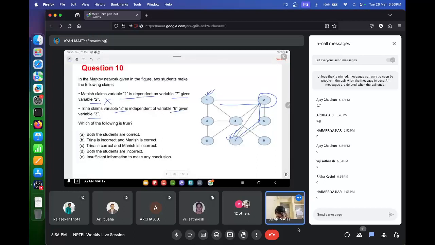And the second claim is 2 and 6 given 3. It says 2 is independent of 6 given 3. So between 2 and 6 I can already see one path which doesn't go through 3: 2 to 4, 4 to 6. So this path doesn't go through 3, so 3 doesn't block this path. So 2 and 6 are dependent on each other. They are not independent of each other. So this claim is also wrong.